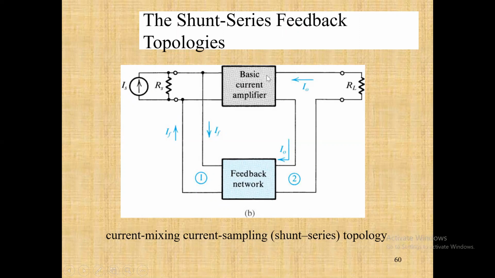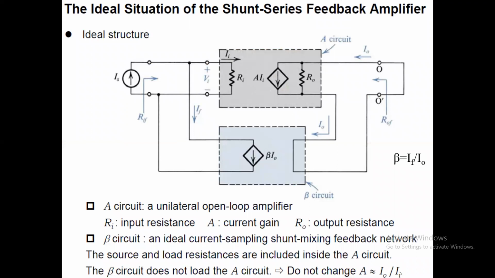Similarly, the basic amplification A is a current amplifier, therefore it will be I0 by II. You can see that IS is the current flowing in, II is the one entering the amplifier, and IF is the one coming back. Therefore IS will be equal to II plus IF, or II will be equal to IS minus IF, either way.